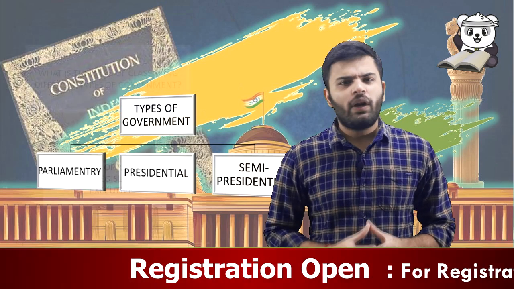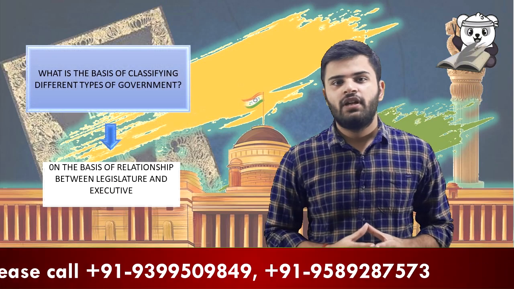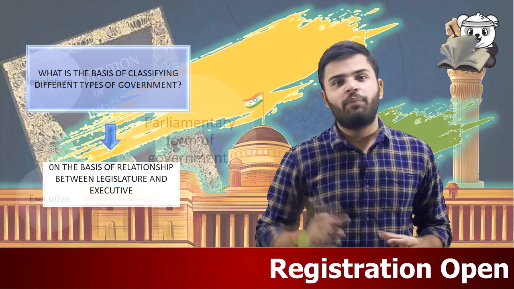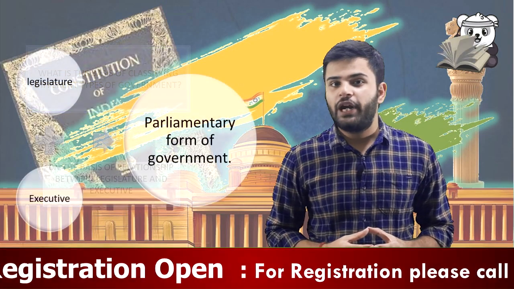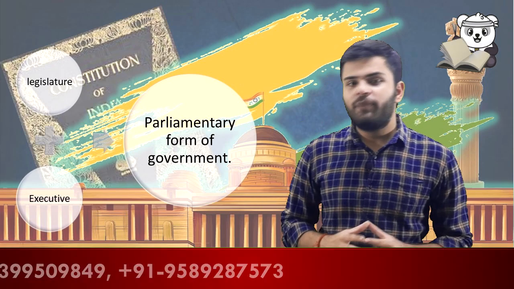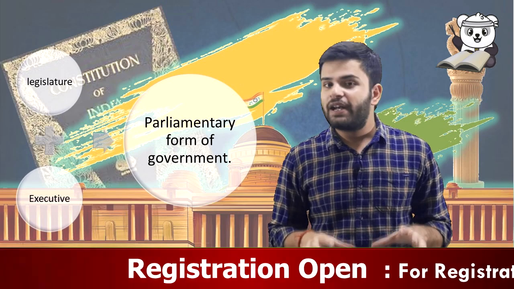For example, what is the basis of classifying government into parliamentary or presidential? Keep in mind, the relationship between executive and legislature of a particular constitution or a particular political administration gives us the idea. In parliamentary form of government, executive is fused into legislature. For example, India is a parliamentary government.